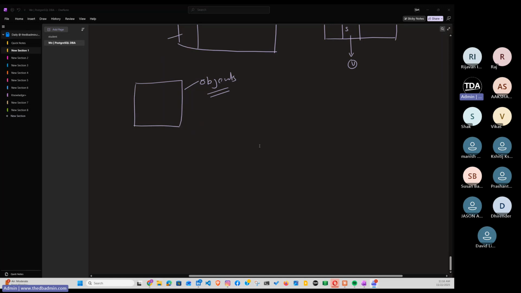So another important thing, whenever I say tuple, it is nothing but a row.